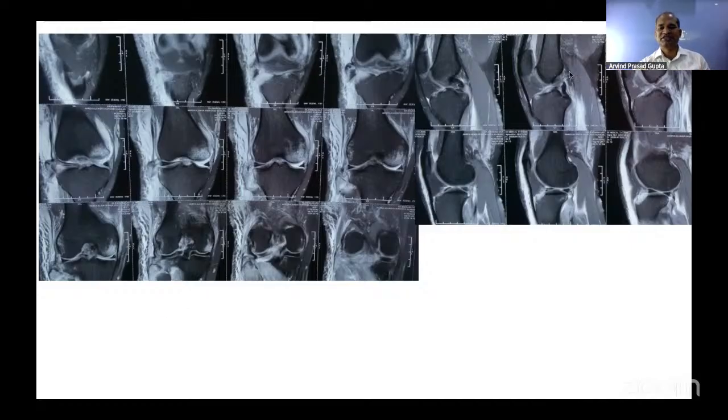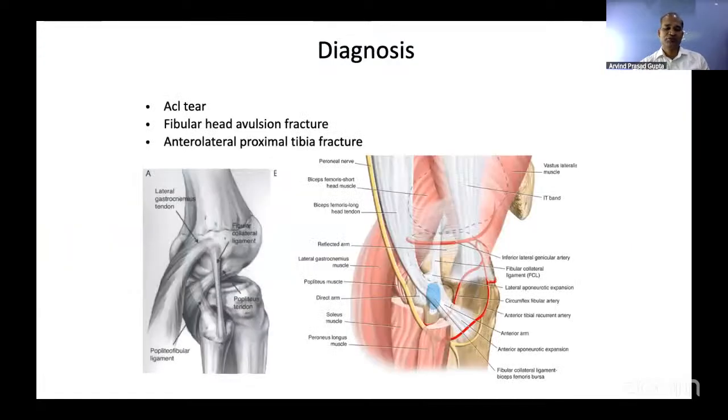You can see here there is an injury to the ACL also. So it was not a fracture of the fibular head only. There was avulsion of Gerdy's tubercle from here. Fibular head avulsion, Gerdy's tubercle avulsion, as well as ACL injury were there. If you see the anatomy here, this is the Gerdy's tubercle that was fractured, this is the fibular head that was fractured, and at the same time there was an ACL tear.